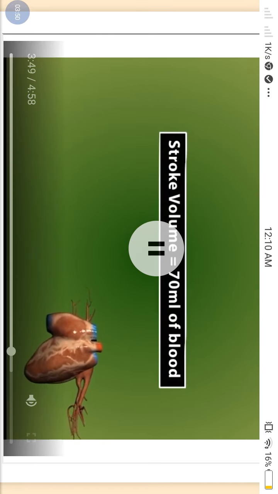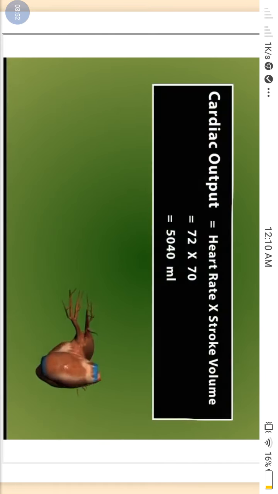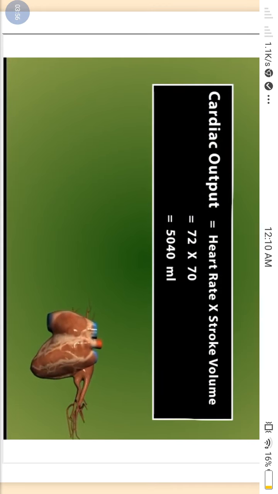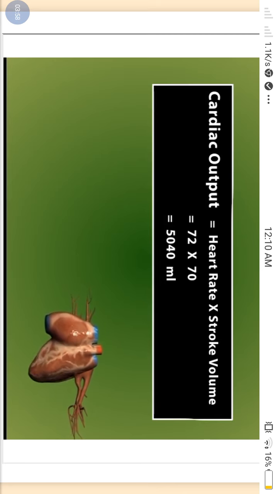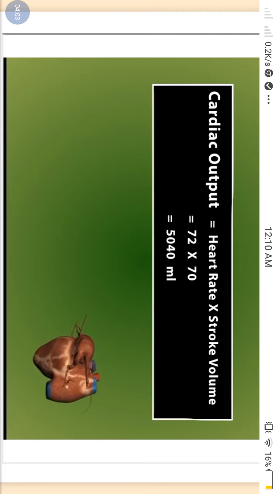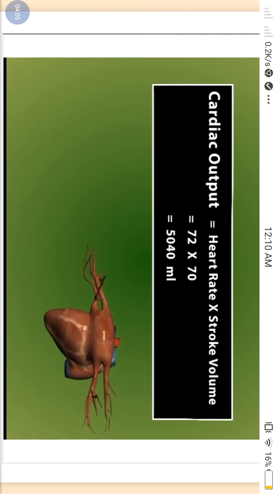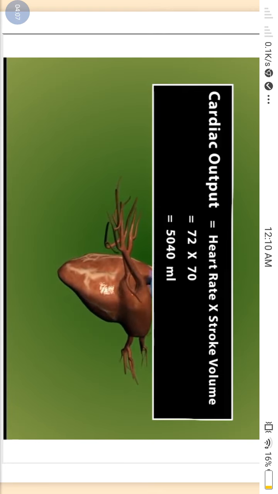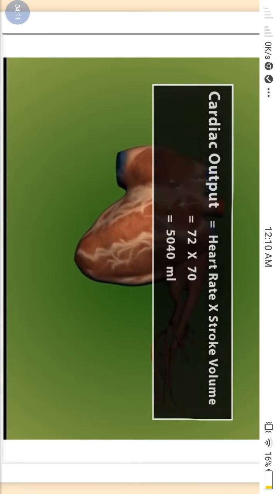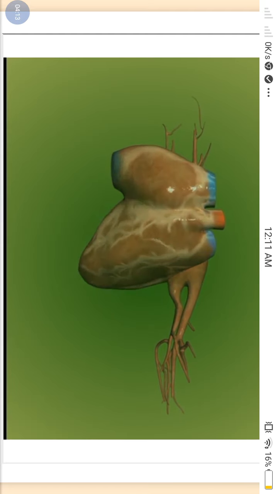The amount of blood pumped out per minute is called as cardiac output. It is calculated by multiplying the heart rate by the stroke volume. 72 multiplied by 70 is equal to 5040 milliliters. The average volume of blood in a person is about 5 liters.